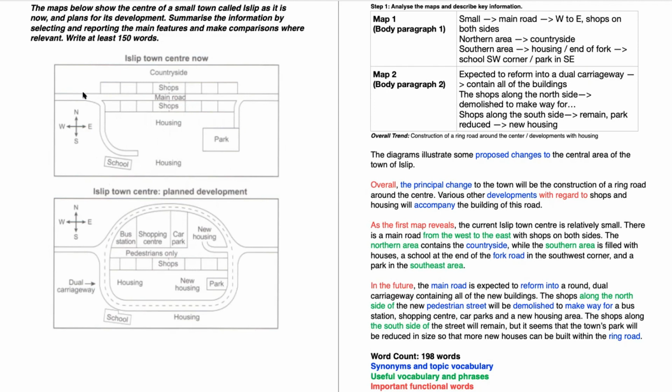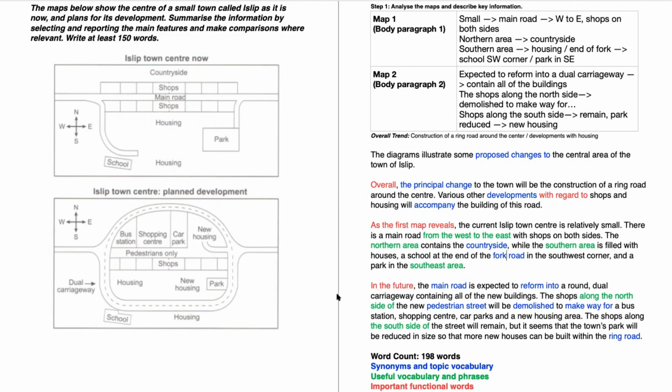Fork road is very helpful to know from maps, and the countryside, which is just something I added up here. And as the first map reveals is a nice opening phrase. Now our body paragraph 2, it says, in the future, the main road is expected to reform into a round, dual carriageway containing all of the new buildings.